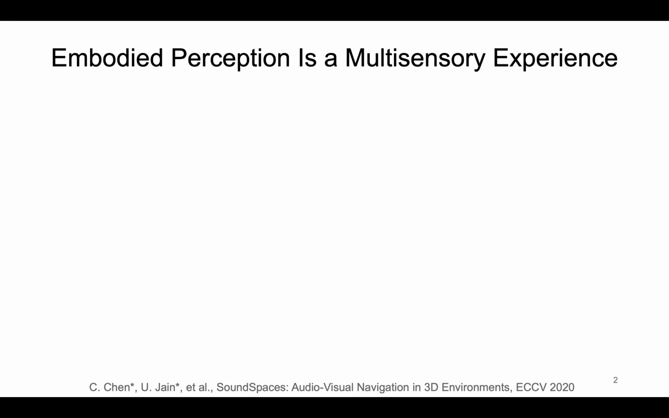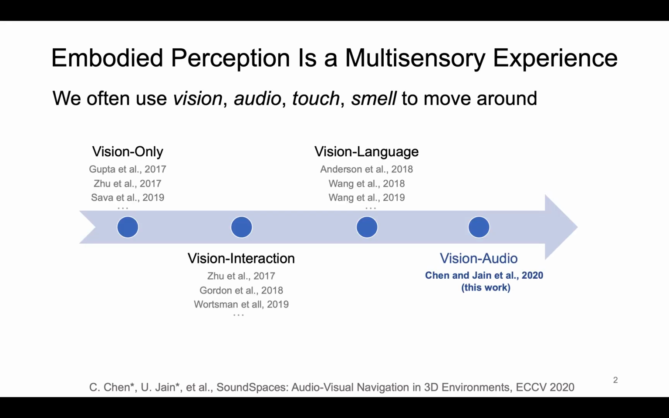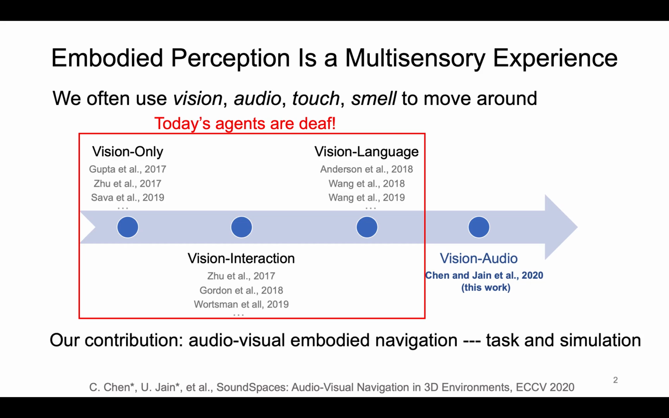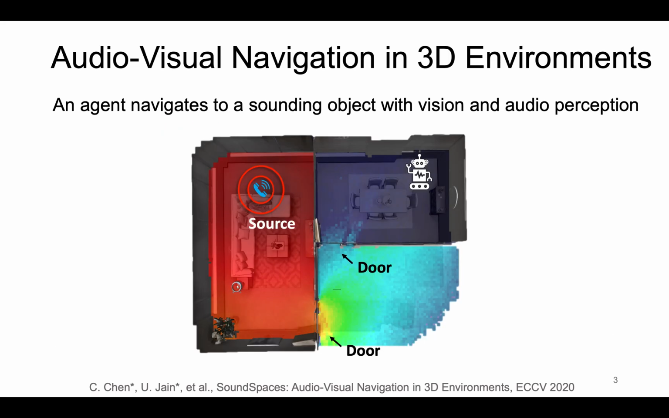Embodied perception is a multi-sensory experience, but we often use vision, audio, touch, and smell to move around in the environment. But today's embodied agents are deaf. Motivated by empowering the agent to hear, in this work, we introduce audiovisual embodied navigation. We define audiovisual navigation as an agent navigating to a sounding object with vision and audio perception.